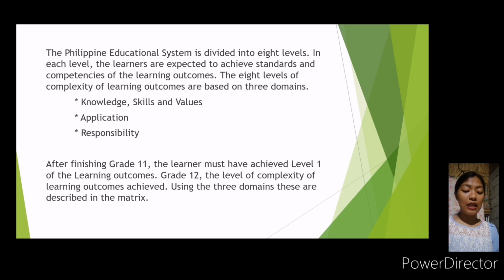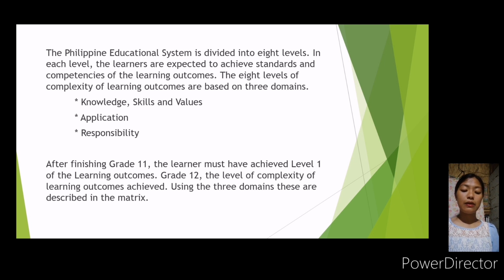After finishing grade 11, the learner must have achieved level 1 of the learning outcomes. Grade 12 is the level 2 of complexity of the learning outcomes achieved. Kailangan mo munang mag-grade 11 bago ka makapunta ng level 2 which is grade 12. At pag natapos mo na yung grade 12, dito mo na ma-achieve yung learning outcomes achieved.